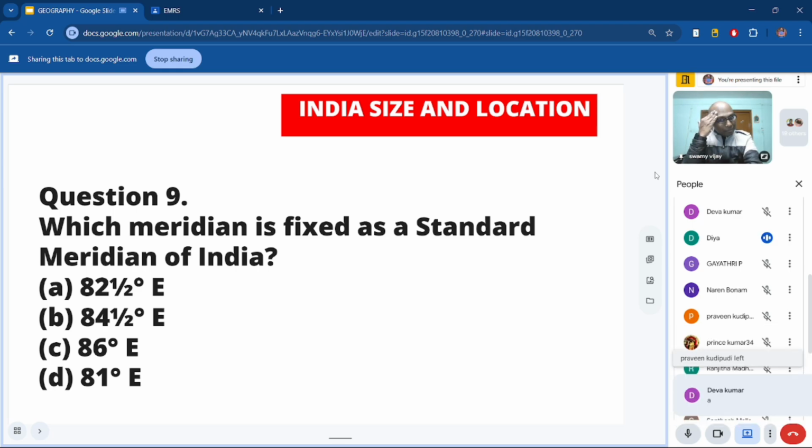Which meridian is fixed as the standard meridian of India? 82½ degrees east, 84½ degrees east, 86½ degrees east, or 81½ degrees east? So it will be 82½ degrees east. Okay, so option A.